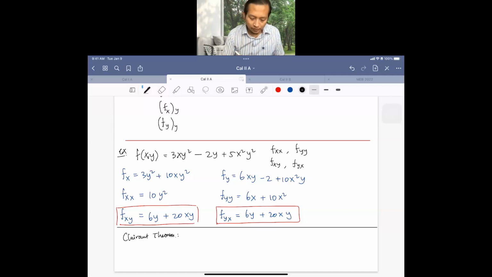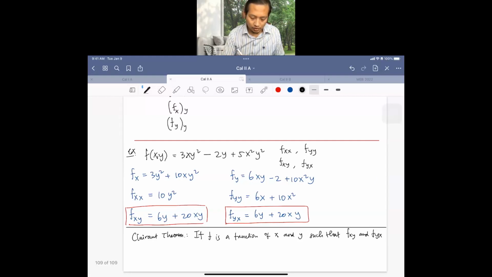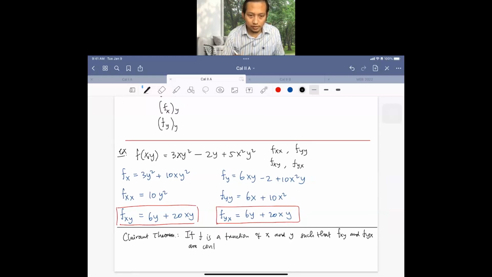So if f is a function such that the partial xy and partial yx are continuous on an open disk R, then they are equal at every point in the real plane.